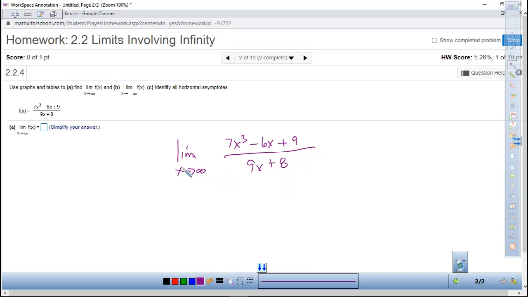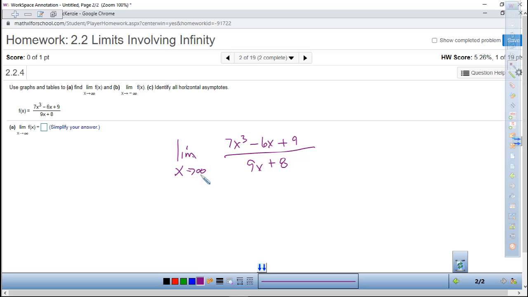Now, as we look at this and think about this as x goes to infinity, of course, this on top is going to go to infinity, this on bottom is going to go to infinity. Here's the problem we got to look at, though. What is going to control the value, or what's going to add the most part of the value to this top? Is the 7x to the third, the minus 6x, or the 9 going to add the most value as x gets larger and larger and larger?